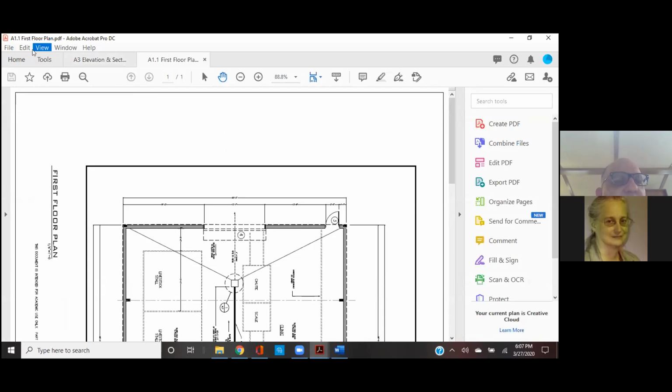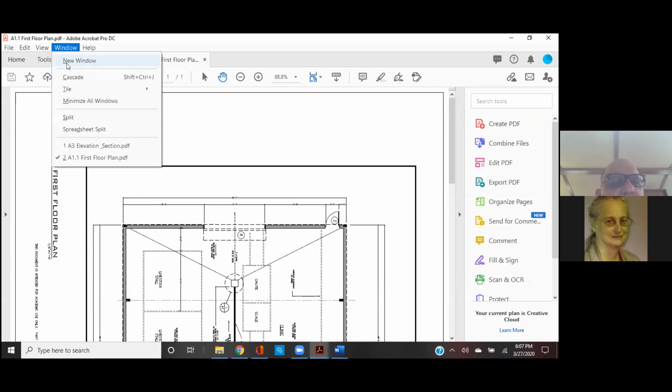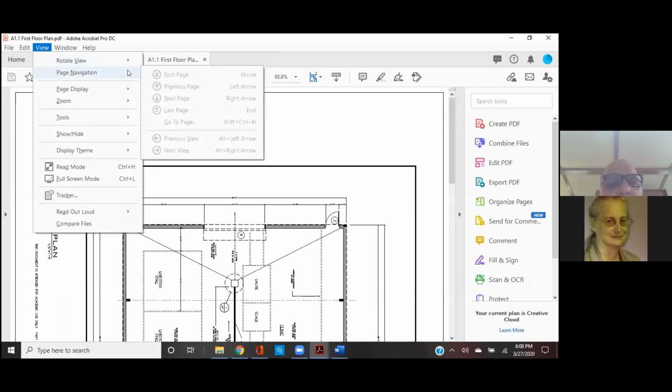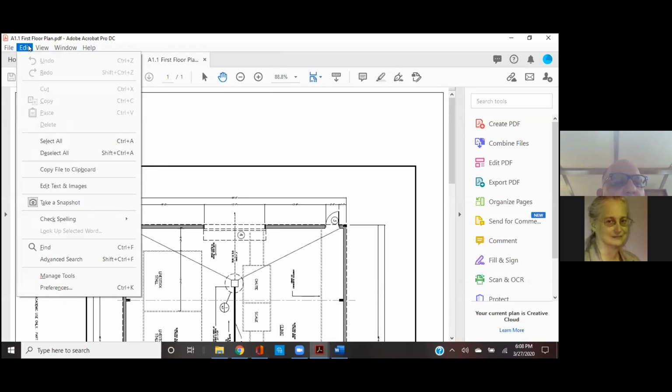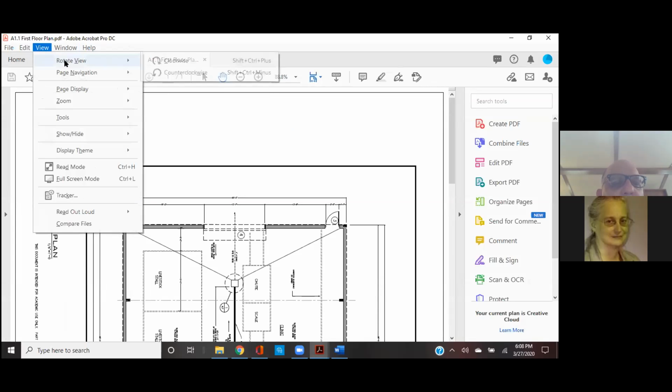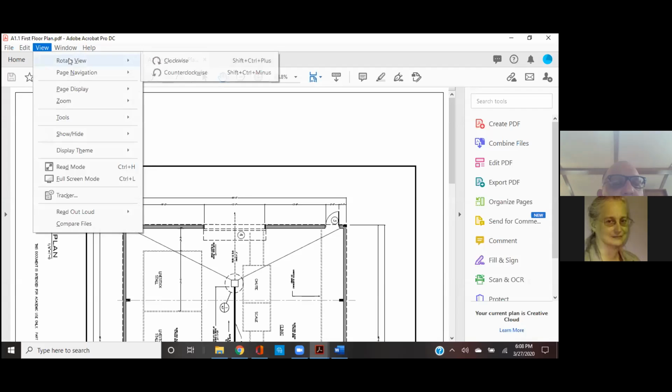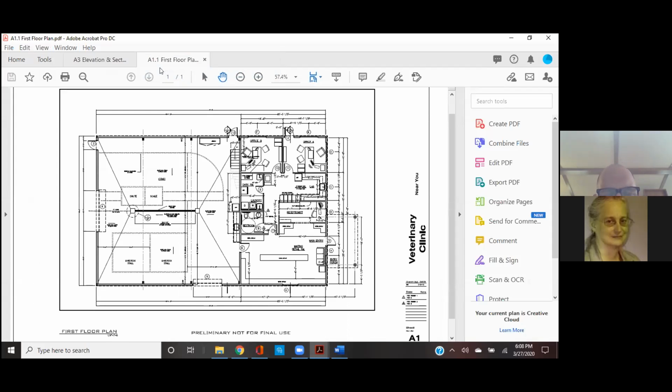Now I spin her around, view. Counterclockwise. Rotate view. Rotate view. Counterclockwise. Come all the way over. Now drop down. There you go. Awesome. Okay.